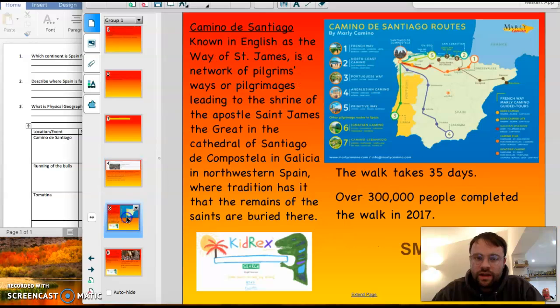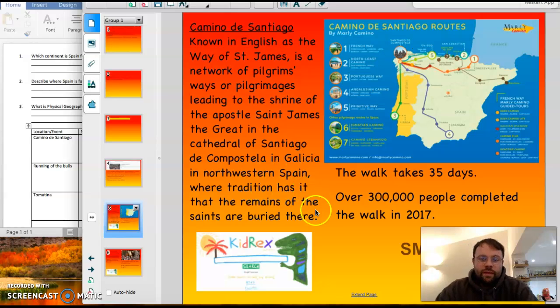Okay, so the first one, here we go. Camino de Santiago. So it's known in English as the Way of St. James. It's a network of pilgrims' ways or pilgrimages leading to the shrine of the Apostle St. James the Great in the Cathedral of Santiago de Compostela in Galicia, in northwestern Spain. So if you have a little look, northwestern Spain, north, east, south, west, northwest, there it is, just up there.